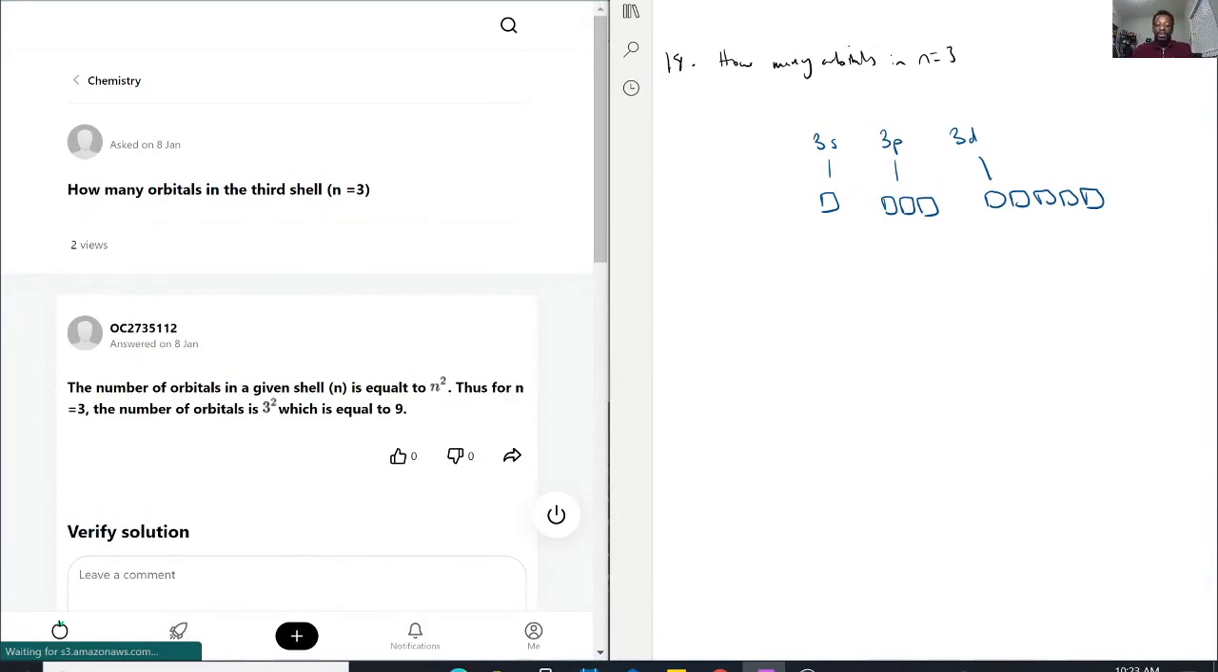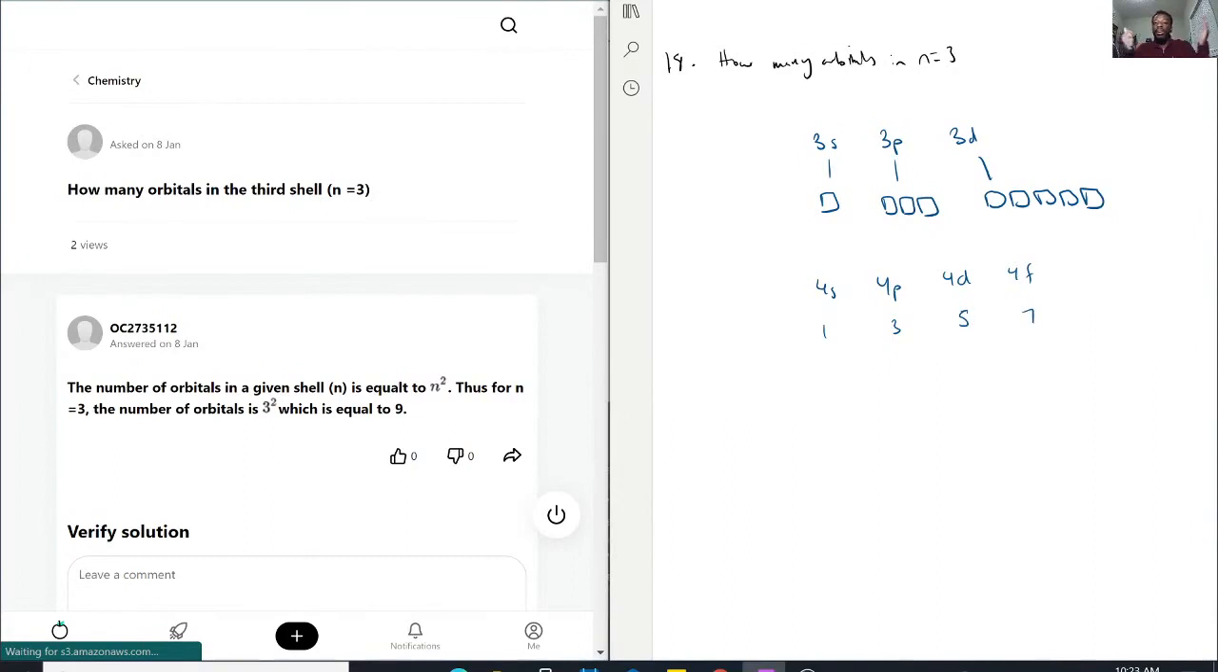So not only were we able to show it using the equation n squared, we can also do it like this, where we have 1, 2, 3, 4, 5, 6, 7, 8, 9. This works as well. Unfortunately, my method has its limits because theoretically there are orbitals that go past the f orbital. Drawing it out typically only works until the fourth shell, because then we have 4s, 4p, 4d, and 4f. That would be 1, 3, 5, and f is 7. If you add them all together, 9 plus 7 is 16, which also makes sense when you square it.